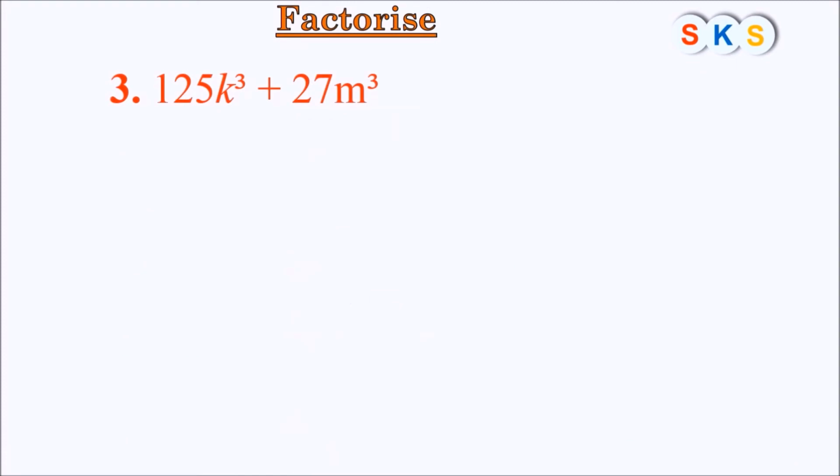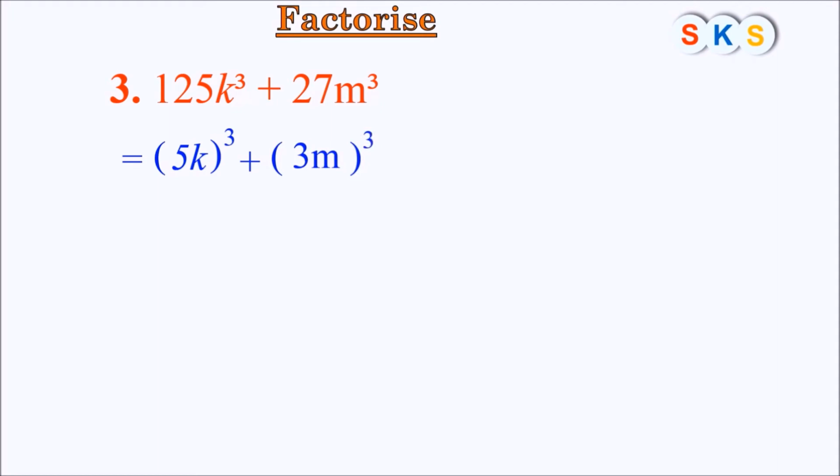Here we have question number 3, 125k raised to 3 plus 27m raised to 3. And you can see the first term is cube of 5k, right? This term is cube of 5k, and this term is cube of 3m, right? 27 is cube of 3. So the first term is cube of 5k, and the second term is cube of 3m. So we will write both the terms in the form of a cube plus b cube. So let's see over here. We will get here 5k the whole cube plus 3m the whole cube.